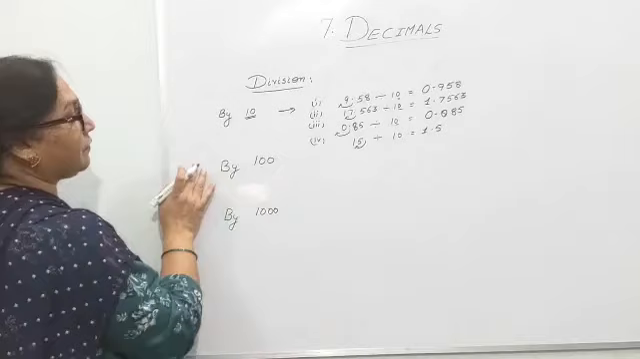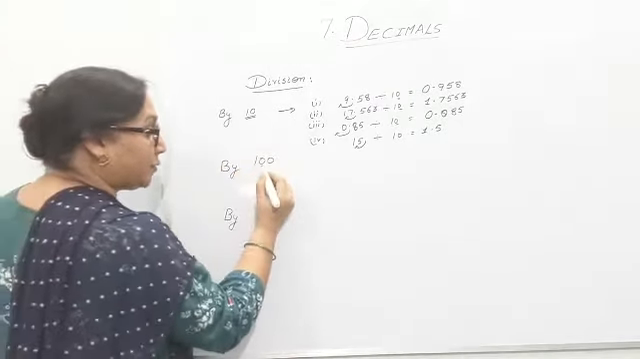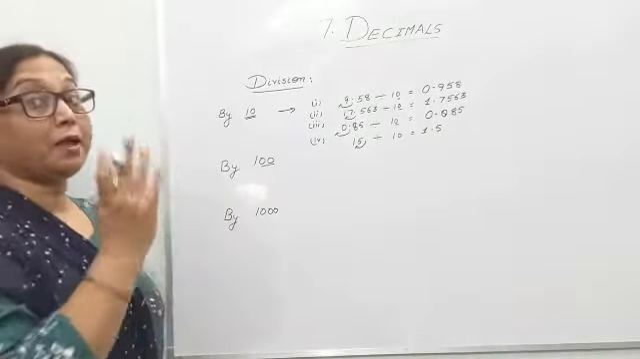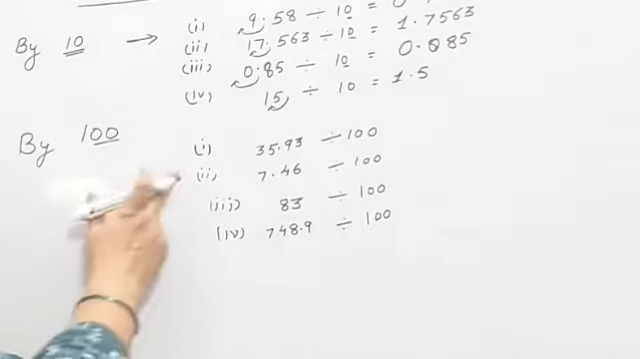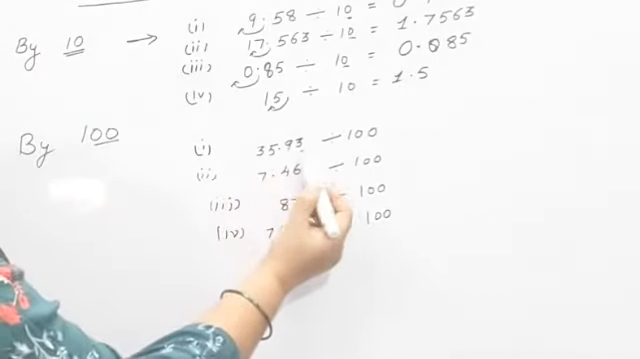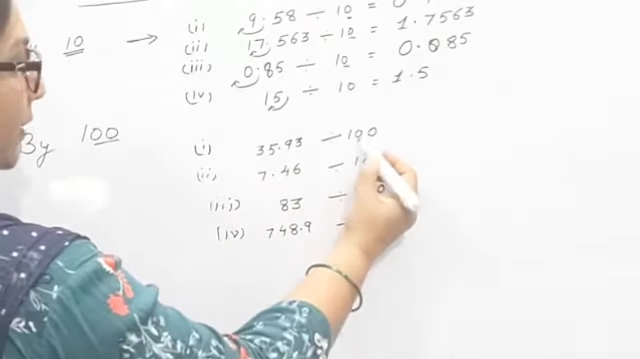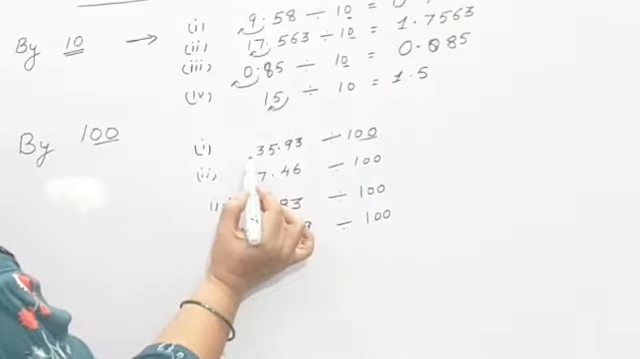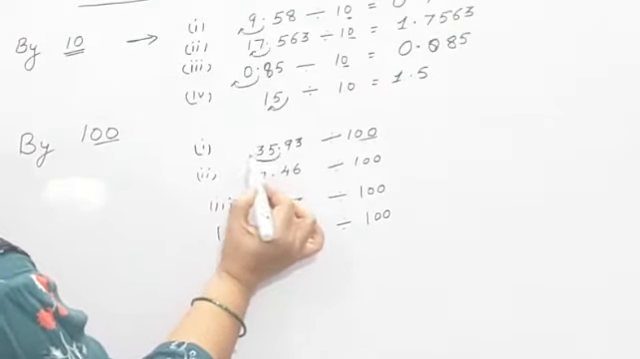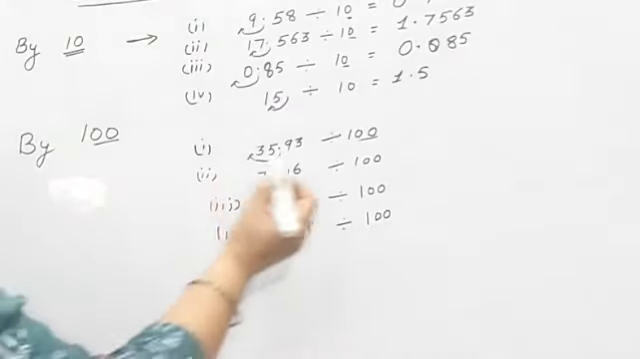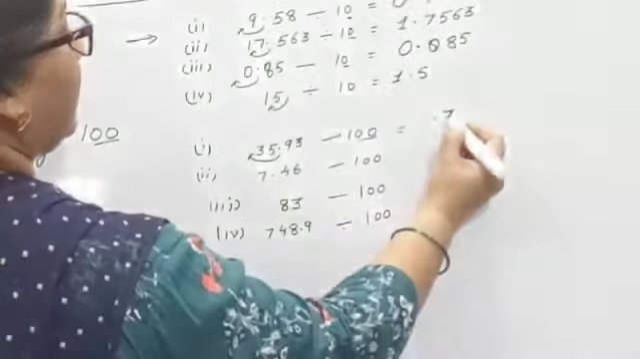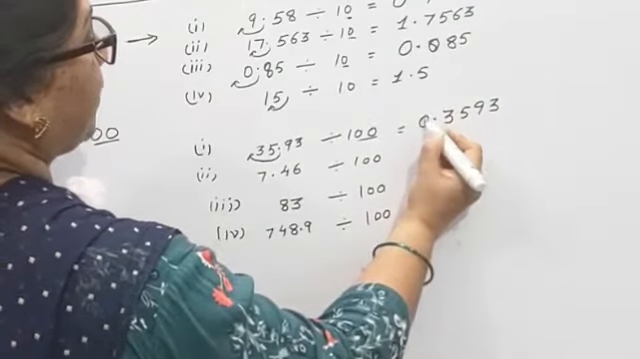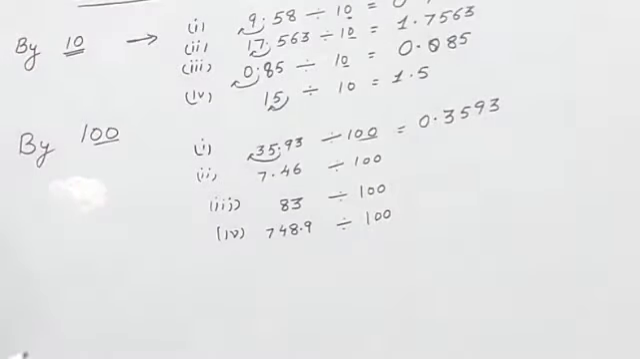Let's move on to the next division, division by 100. As 100 has 2 zeros, we'll follow the same rule of shifting towards left by how many places? 2 places. Look at the first question. 35.93 divided by 100. 100 has 2 zeros. So decimal will shift towards left by 2 places. So when you shift this to left, it becomes 0.3593. Fill this integral part with 0.